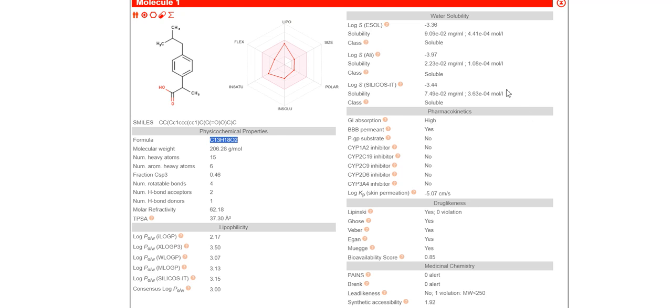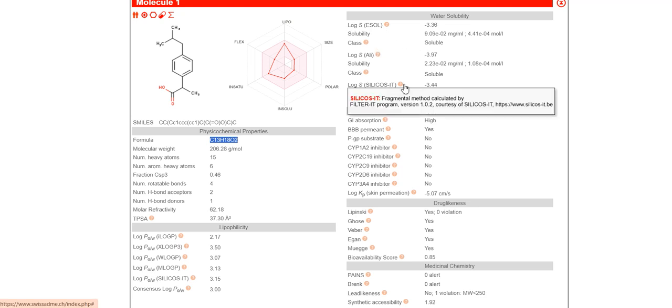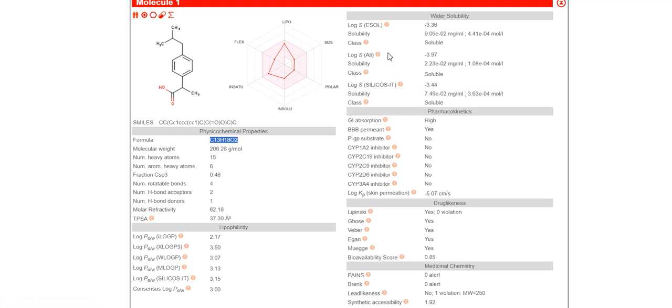And coming to the water solubility, it is given by 3 tools, ESOL, Ali and Silicos-IT. And you can see here the values for the log S. If it is greater than 0, it is highly soluble, and if it is between -2 and 0, it is soluble, -4 and -2 is moderately soluble, and -6 is insoluble. Here the value is -3.36. It means the molecule is moderately soluble.